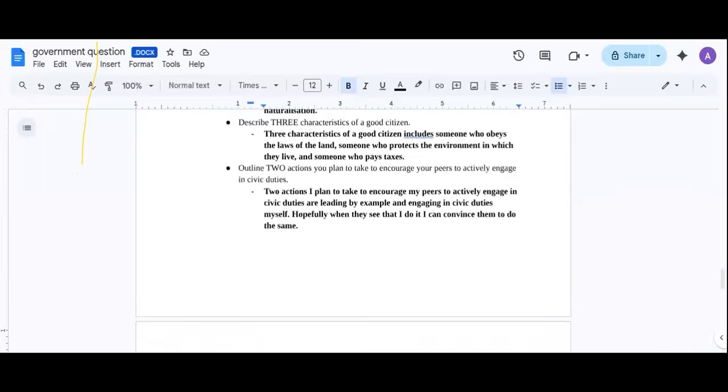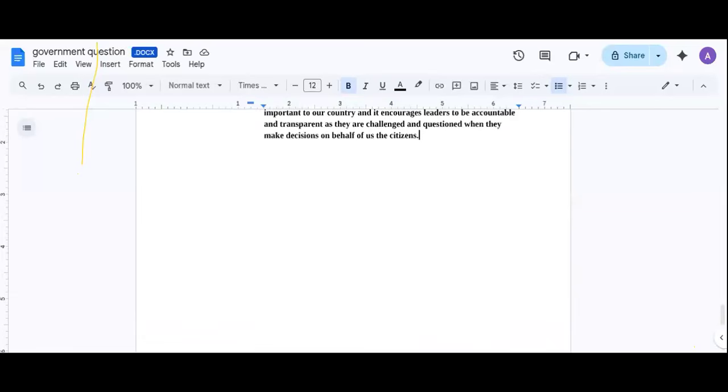Another very easy government question. So sometimes you might think that the government questions are the hardest and might take you some time. Sorry, I'm now seeing your hand.